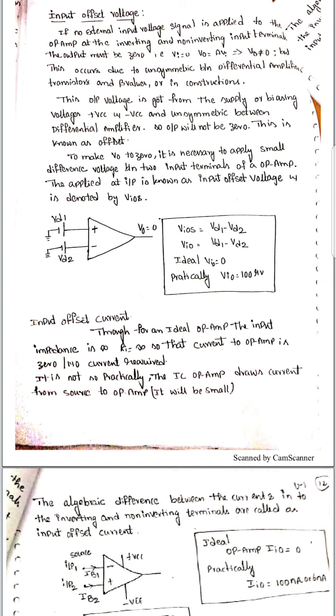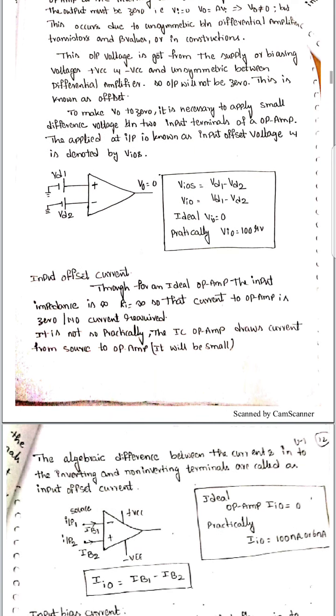If no external input signal is applied to the op-amp at the inverting or non-inverting input terminal, the output must be 0. That is, VA is equal to 0, V0 is equal to A times VA, so V0 should equal 0. But V0 is not equal to 0. This occurs due to the asymmetry between the differential amplifier transistors and their beta values in construction. This output value is got from the supply or biasing voltages VCC and minus VCC and the unsymmetrical differential amplifiers, so the output will not be 0. This is known as the offset.